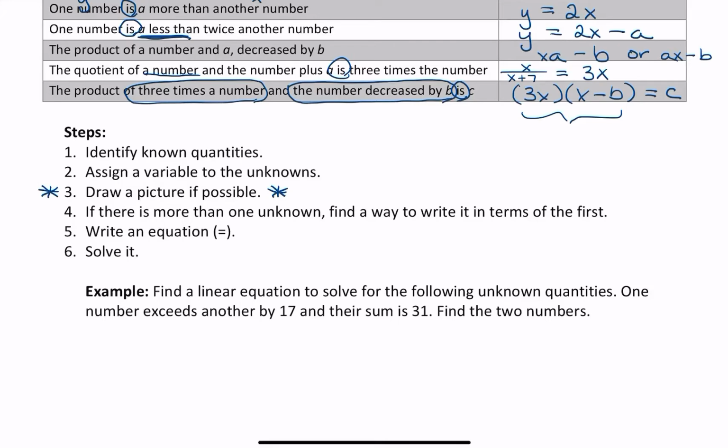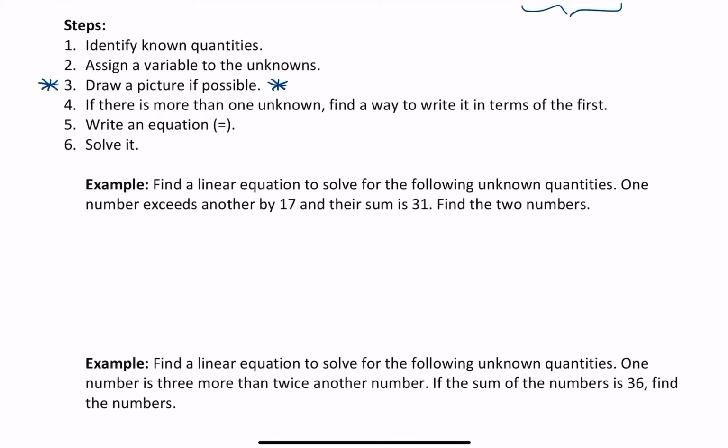So if we look at this first example, it says, find a linear equation to solve for the following unknown quantities. One number exceeds another by 17 and their sum is 31. So let's start with the first part. I'm going to write a linear equation, which means I kind of want it in the form of y equals mx plus b if possible. So if I say one number exceeds another by 17, that tells me that that one number is x plus 17.